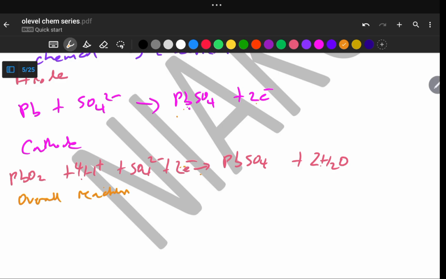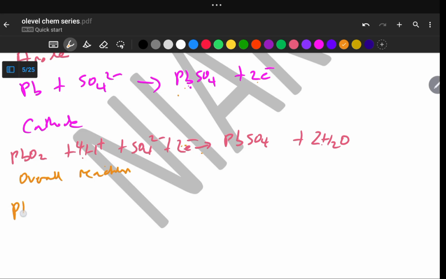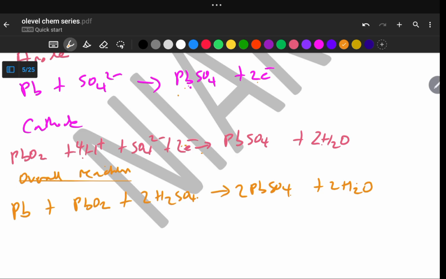So we are going to have Pb (lead) plus lead dioxide plus 2 moles of sulfuric acid to give 2 moles of lead(II) sulfate plus 2 moles of water. So this is the overall reaction, right?